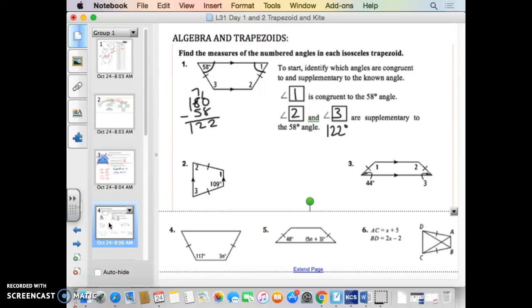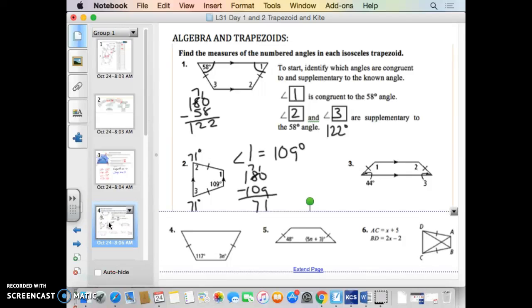Okay. If we look at number 2, again, you can use the same relationship. I know that angle 1 is going to be 109 degrees. And then 2 and 3 are going to be supplementary, so I would just take 180 minus 109. So these are 71 degrees. And again, I'm looking at angles, not side lengths. These are all isosceles triangles.